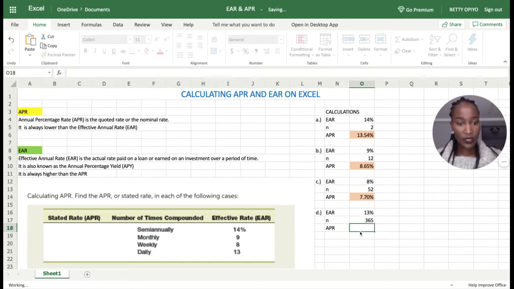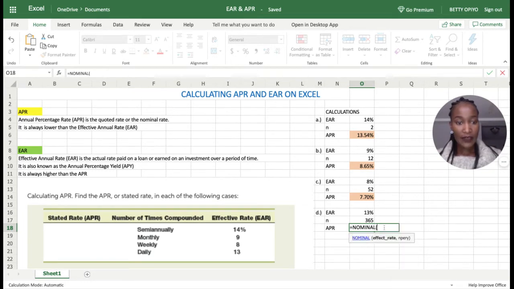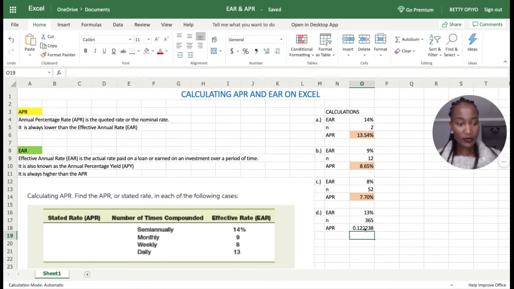Start with that equal sign, NOM, and then the nominal function will show up. And then effective rate, click on the cell that has the EAR rate, comma, that's very important. And then N is the number of periods per year, then close the bracket and tap enter on your keyboard, and then change that to a percentage. So as you can see, it's not very difficult if you're doing it on Excel. It's pretty straightforward as long as you use the correct functions and you know what you're looking for, then it should be easy to solve.